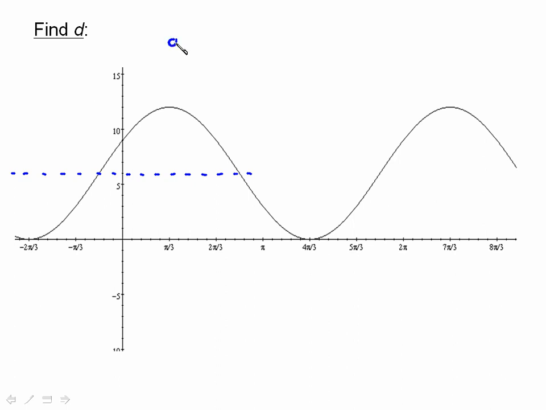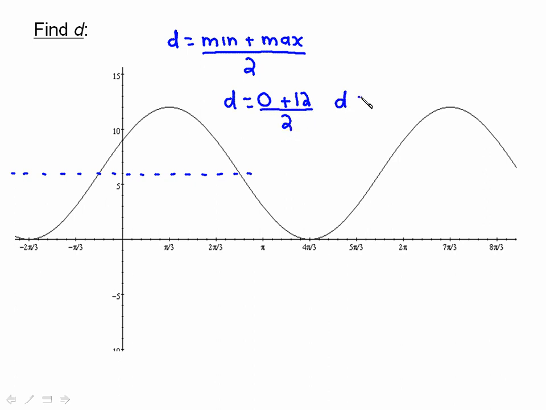You can also use that formula. Now, this is not provided for you on any formula sheet, but it is really just the midpoint formula. So we take the min value plus the max value, and we divide it all by 2. So d is equal to 0, the minimum value, and the graph maybe isn't perfectly clear on this, but the maximum value is 12, and then divide by 2. So d is equal to 6. So we'll stick with that for a bit.